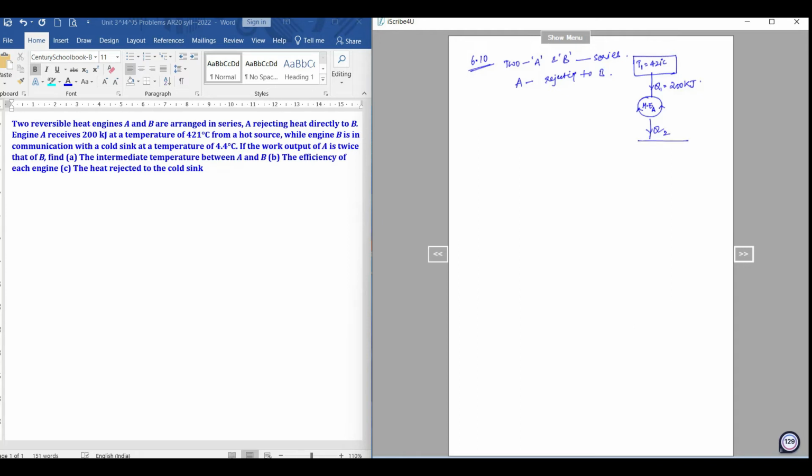Let us have an intermediate temperature T2. Let us have an intermediate reservoir T2. So the heat that is supplied by T2 will be equal to Q2 because it is given A is directly rejecting heat to B.